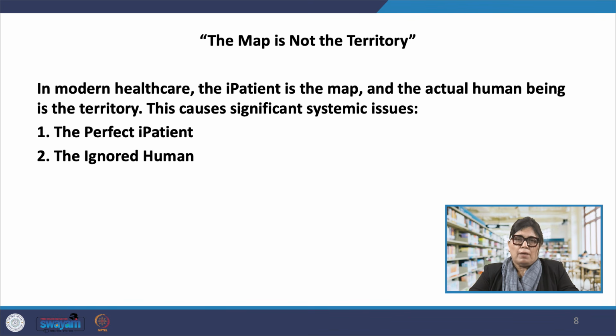Well, the very famous line, the map is not the territory, that the reality is not the reality that we understand. Dr. Verghese frequently references general semanticist Alfred Korzybski, warning that the map is not the territory. In modern healthcare, the iPatient is the map and the actual human being is the territory.